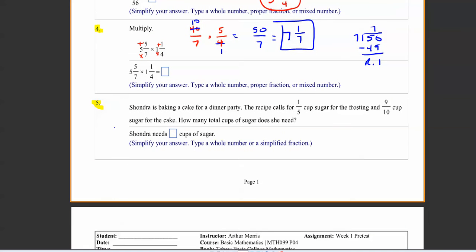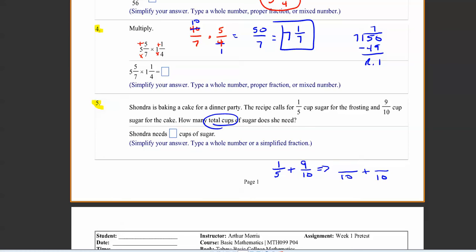Okay, number 5. Chandra's baking a cake for a dinner party. The recipe calls for 1/5 cup of sugar for the frosting and 9/10 cup for the cake. How many total cups? It means we need to add those two together. Now remember, in order to add fractions, you must have a common denominator. In order to add or subtract fractions, we must have a common denominator. So the common multiple, the first number that 5 and 10 will go into, is 10. So I can rewrite those fractions where my denominators will be 10.